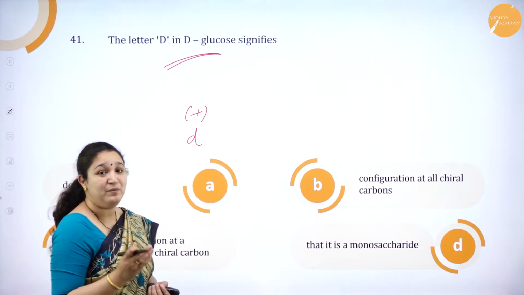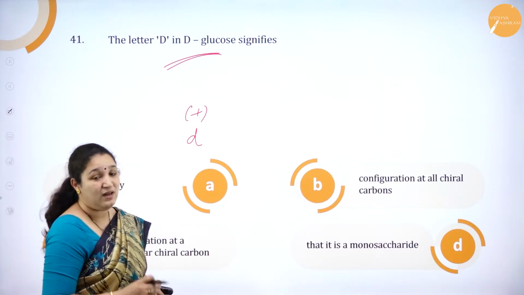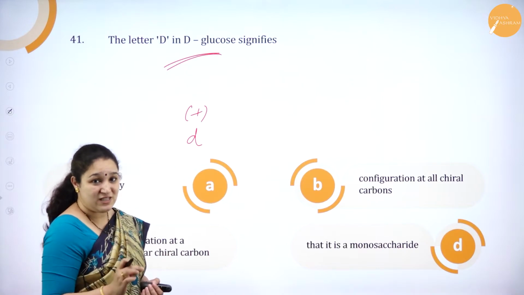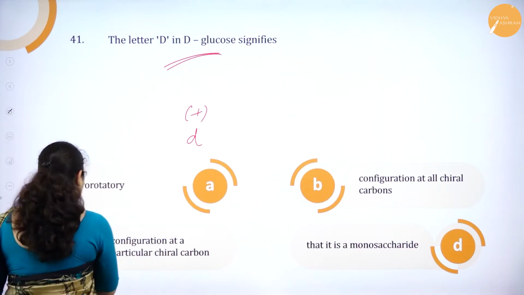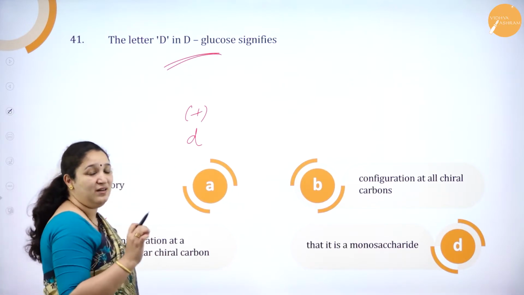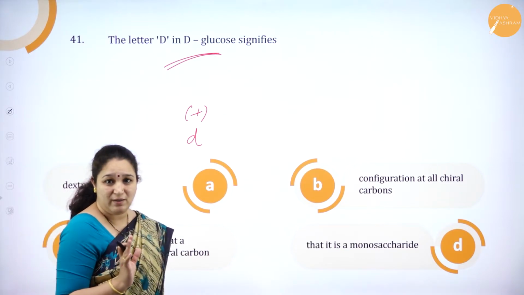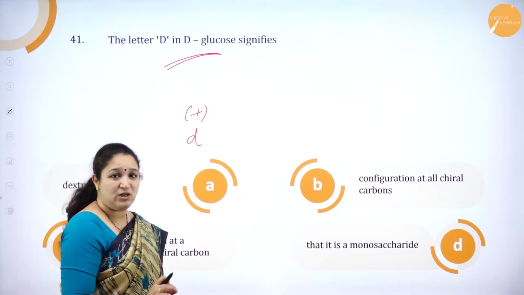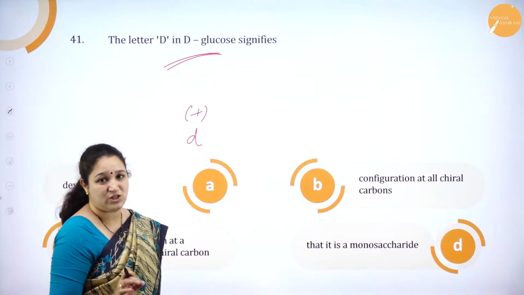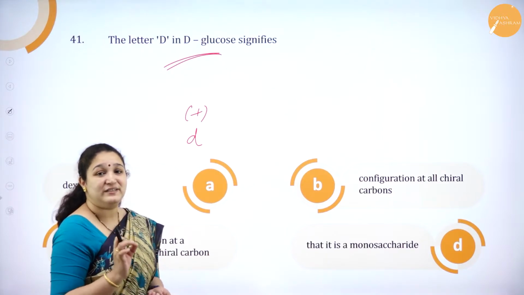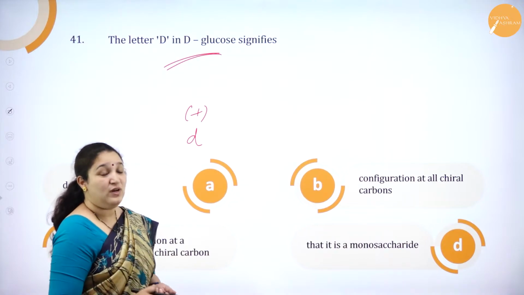Levorotatory means it will be minus sign and small letter L. But capital letter D stands for the configuration at a particular chiral carbon. Not all chiral carbon atoms. At one particular carbon atom, what is the configuration? That signifies D, isn't it? So, next question.